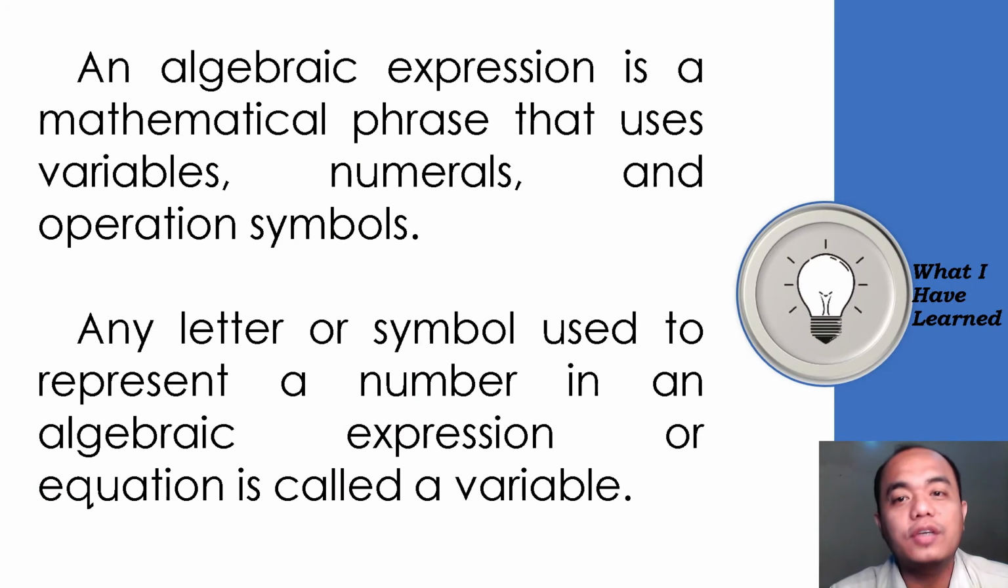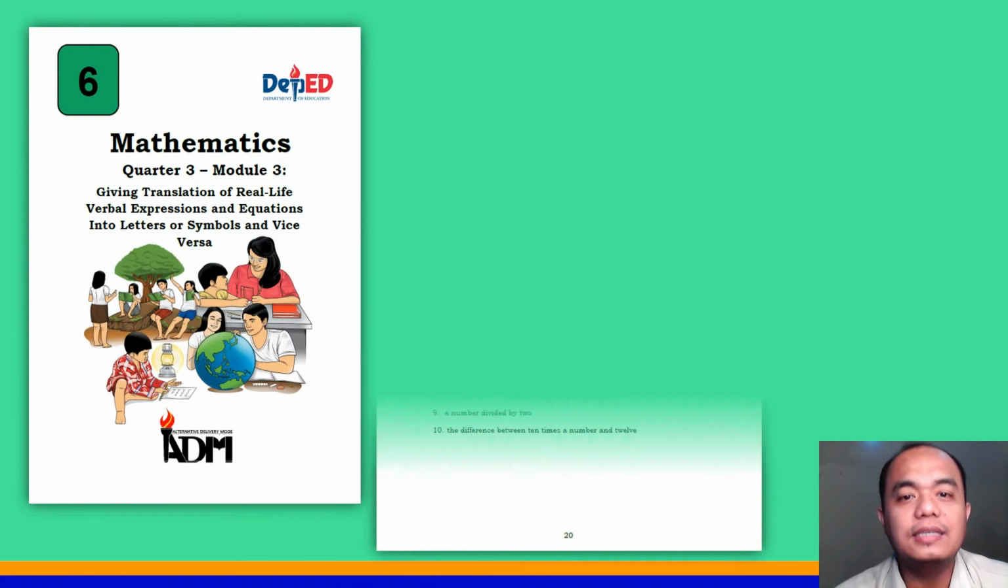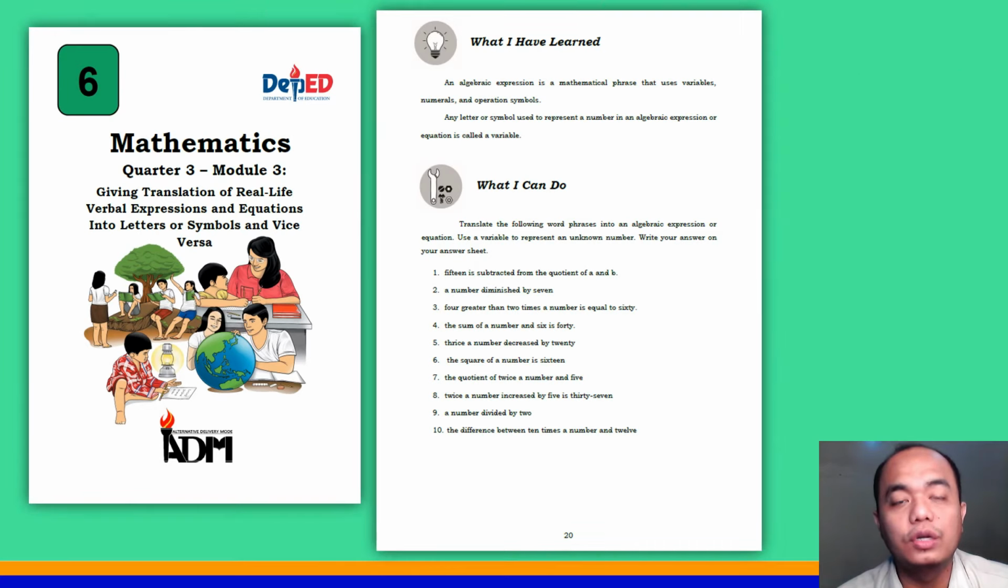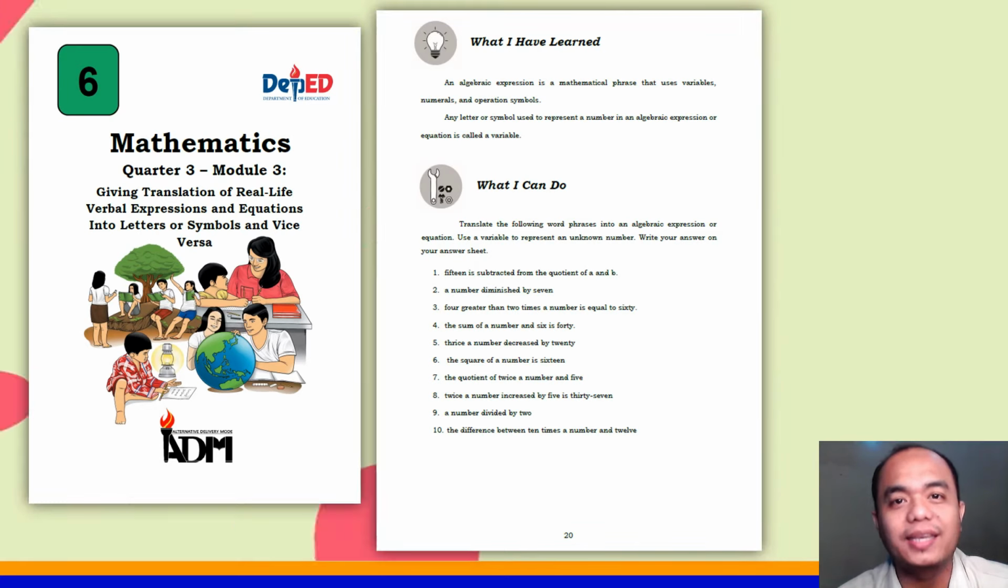Let us read all together the what I have learned part of your module. Start. An algebraic expression is a mathematical phrase that uses variables, numerals, and operation symbols. Any letter or symbol used to represent a number in an algebraic equation or equation is called a variable. This time, let us have the what I can do part of your module that could be found on page 20.